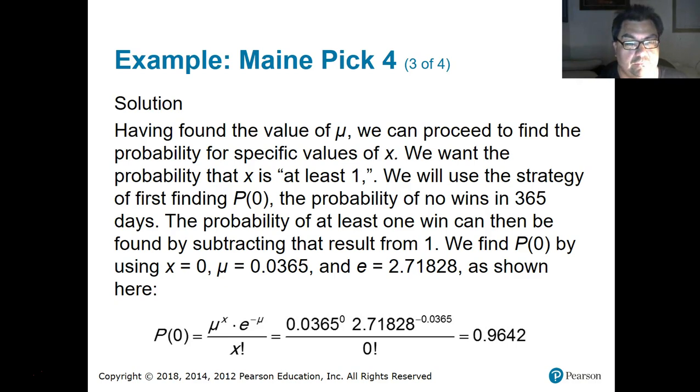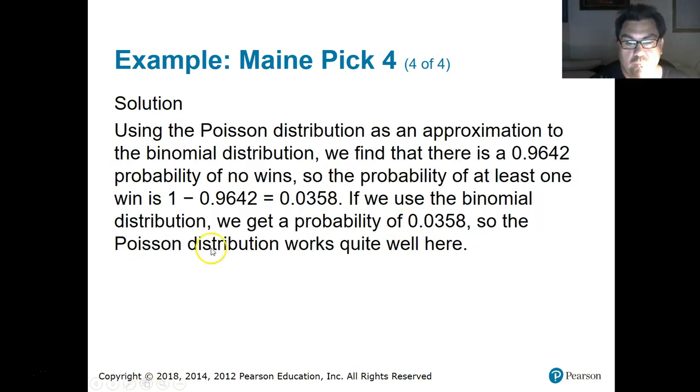That is not fun. All right. 1 minus that gives you the 0.0358 chance that you will win. So that's less than 5%. That makes it extraordinary for you to win. Probably not going to win.